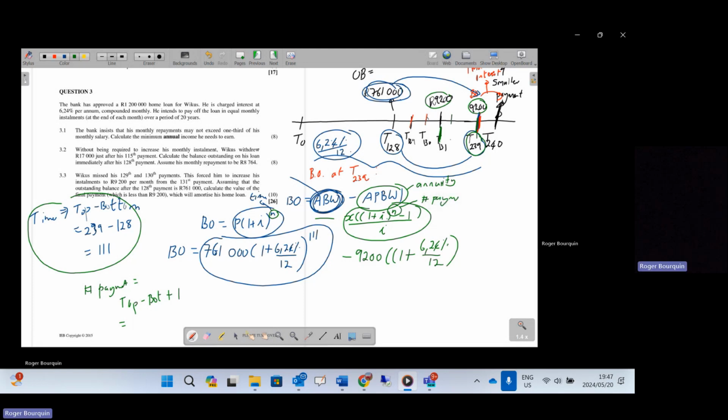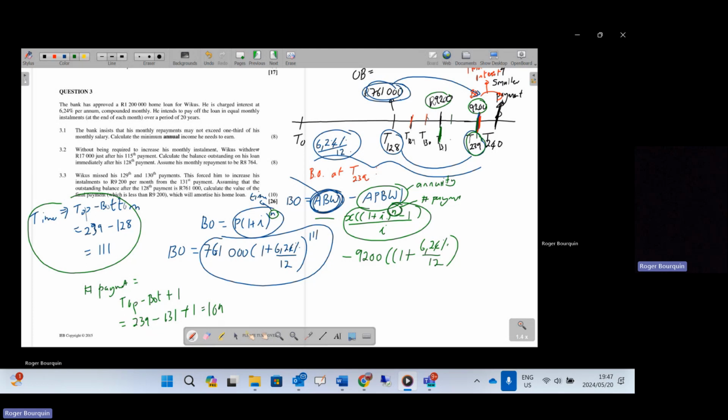Your number of payments is what we're trying to work out. So 239, minus the first payment, which took place at T131. So 239 minus 131 plus 1. Always don't forget to add the 1 for the number of payments. If you work that out, you should get an answer of 109. So in other words, there are 109 payments of 9,200 Rand.